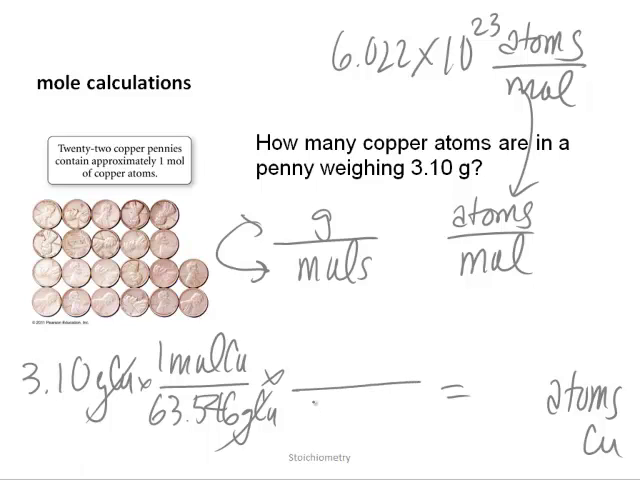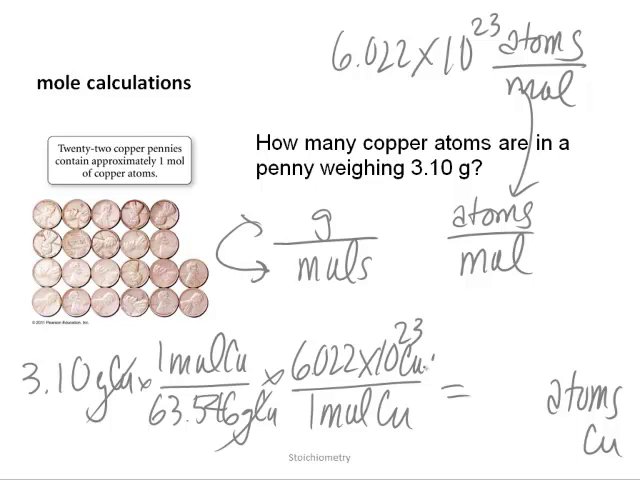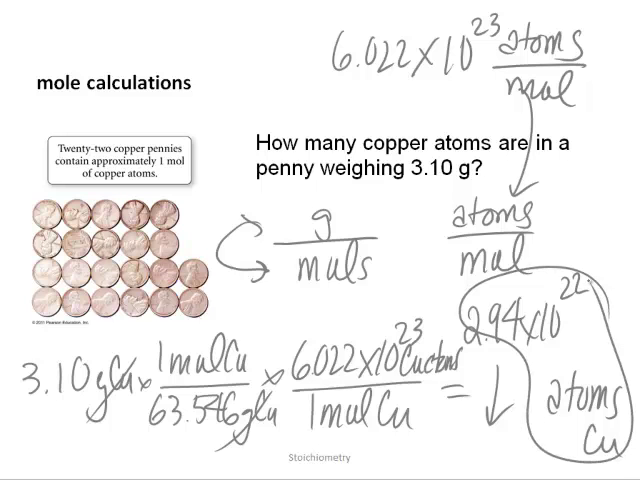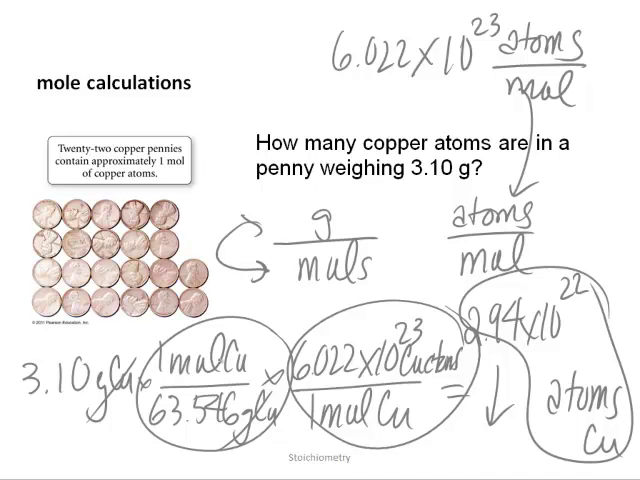Grams is going to cancel out. And I know that in 1 mole of anything, including copper, I have 6.022 times 10 to the 23rd copper atoms. And that will give me, if you throw this in your calculator, and again, everything on bottom, you divide, everything on top, you multiply, and so that will give me 2.94 times 10 to the 22nd copper atoms. Okay, and so for this one, we were able to use the molar mass and Avogadro's number as a conversion factor.